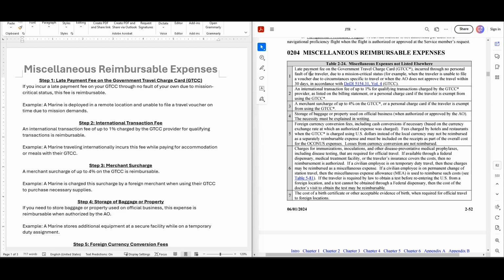So the first thing that we're going to talk about is the late payment fee of the government travel charge card. Now, this is incurred through no personal fault of the traveler due to mission critical status. For example, when a traveler is unable to file a voucher due to circumstances specific to the travel, or when the AO does not approve the travel within 30 days. So a couple things here.